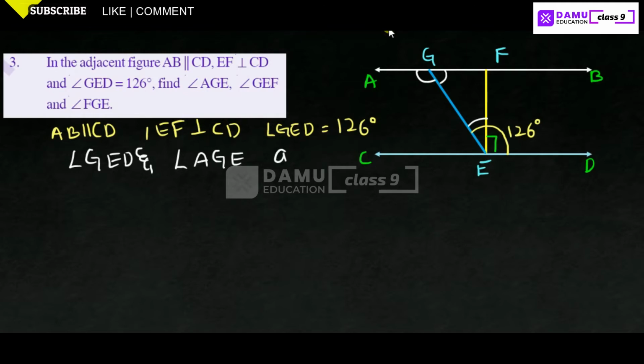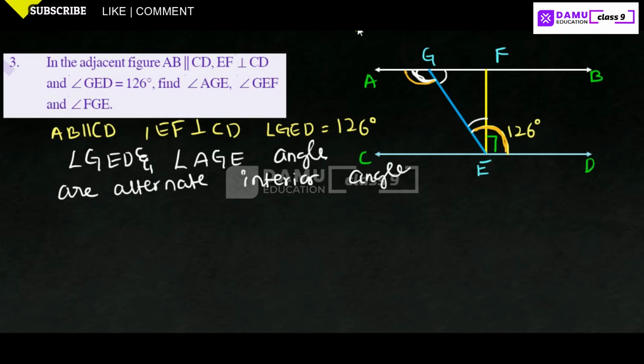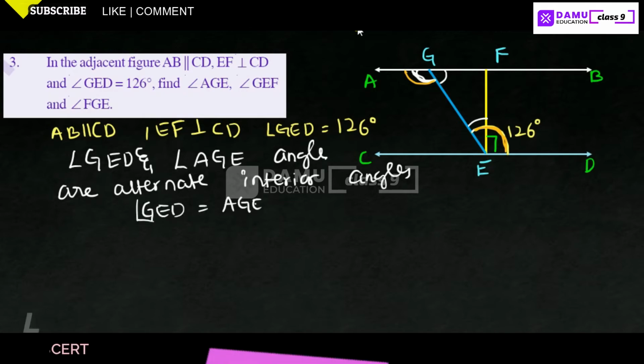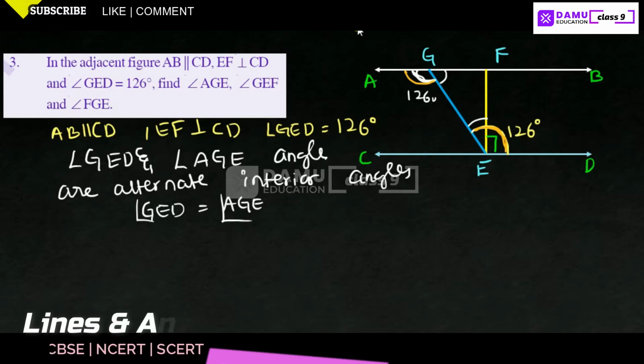These two angles are alternate interior angles, this and this one. Alternate interior angles are equal. So angle GED will be equal to angle AGE. Based on that, this angle is 126 degrees, so angle AGE will be equal to 126 degrees.